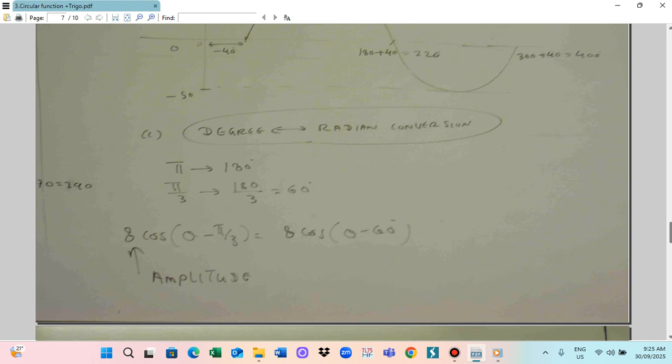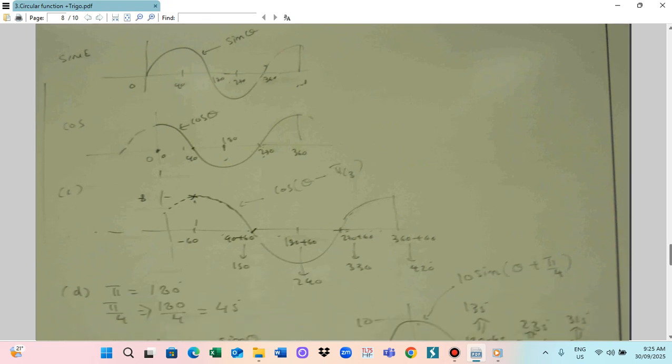Okay, before plotting the graph, firstly we determine the cosine graph. How are the sine and cosine graphs different? The sine graph starts from 0 and goes to 90, like this, then 180, 270. So this is the sine graph. And the other one is the cosine graph. The cosine graph is opposite, so this one starts from here.